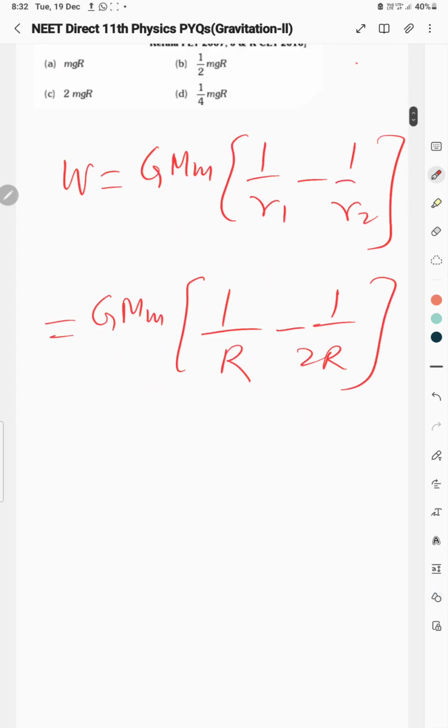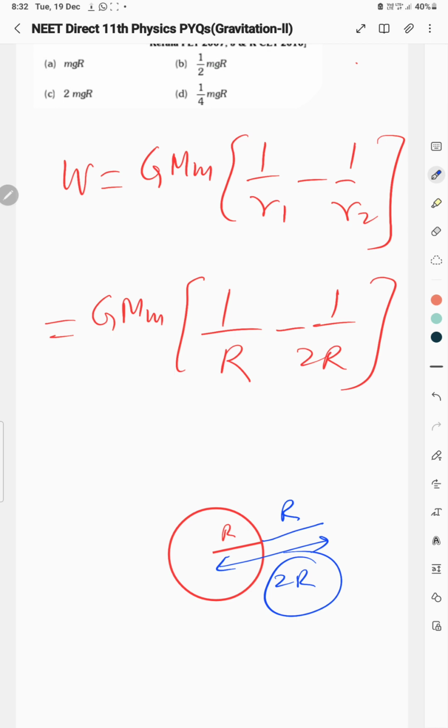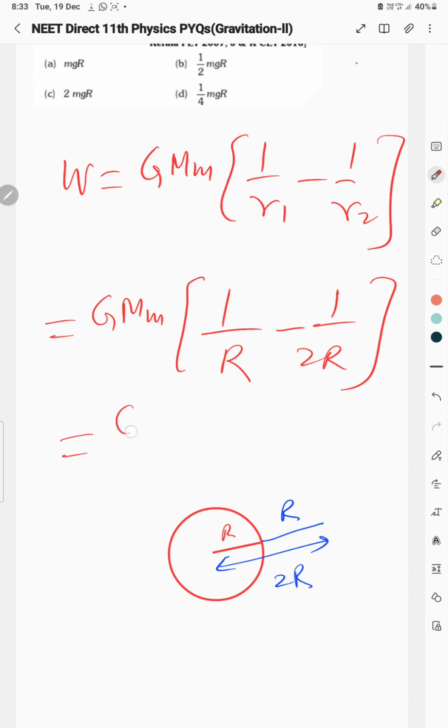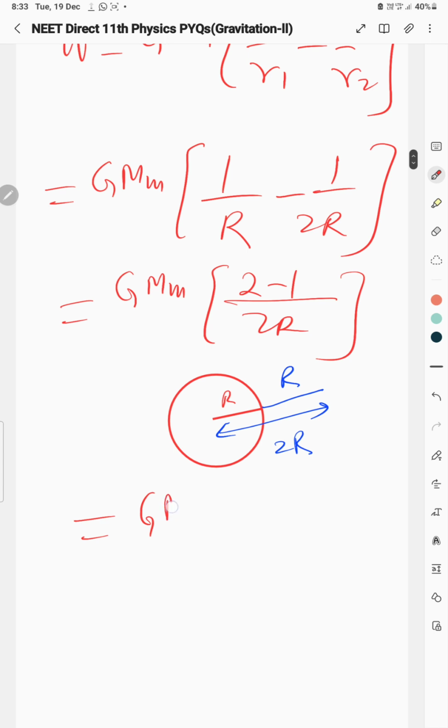I can show you here what I mean. This is the Earth, and this is the radius of the Earth. Fine. And now the particle is raised to another height r. So the total is 2r. This is the final distance from the center of the Earth. Initially it was only r. That is why r1 is r and r2 is 2r. Right. You simplify it further. It becomes gmm. LCM is 2r. 2 minus 1. It comes to be gmm by 2r.